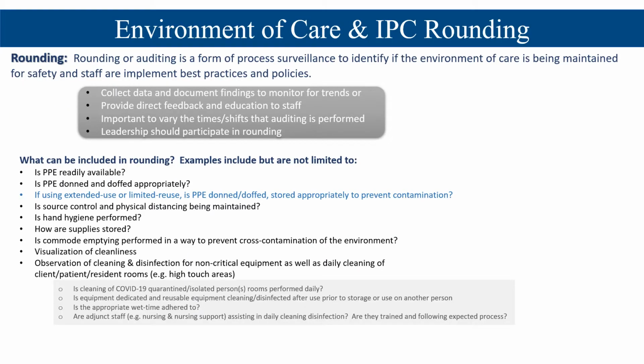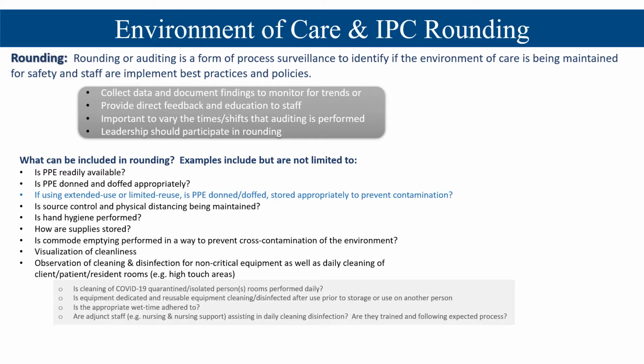What is important when I think about infection prevention and control in the environment? An important thing to be performing on an ongoing basis is rounding. Rounding, or auditing as it might be called, is a form of process surveillance to identify if your environment of care is being maintained for safety and that your staff or healthcare workers are actively implementing best practices or policies. You can use this rounding or auditing to collect data, document findings, and monitor for trends.